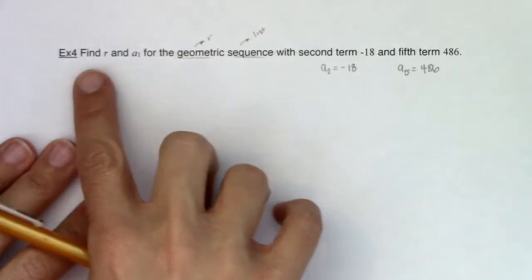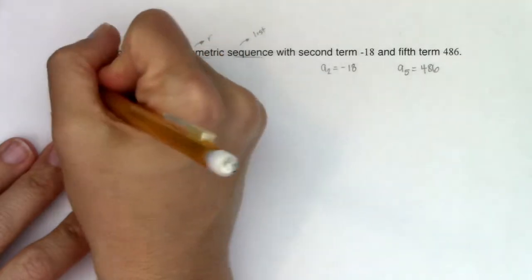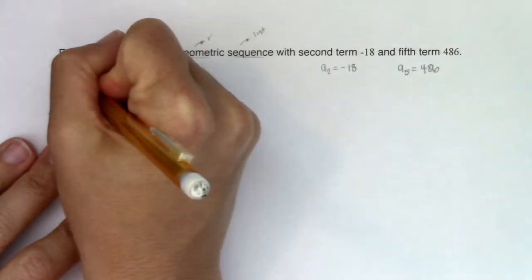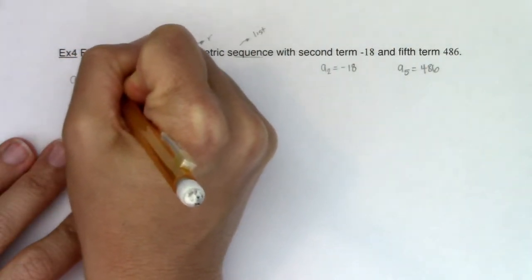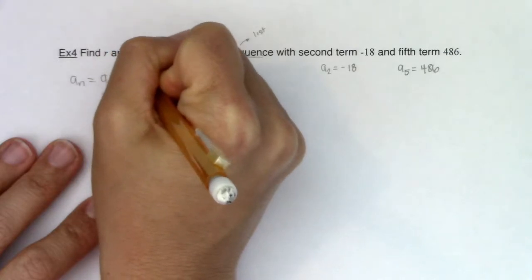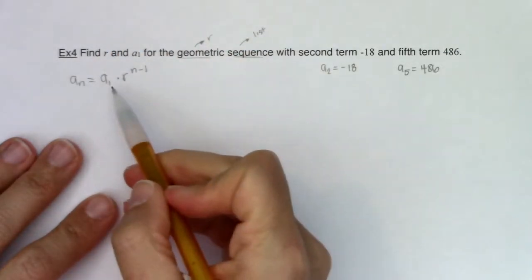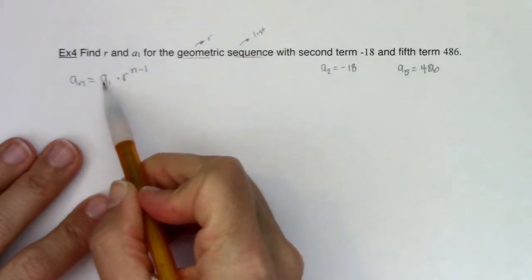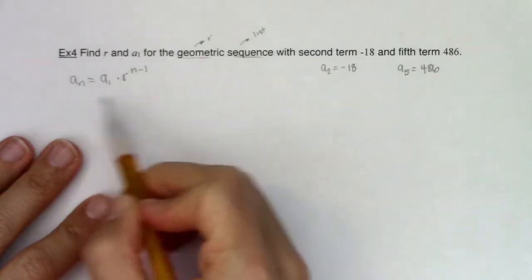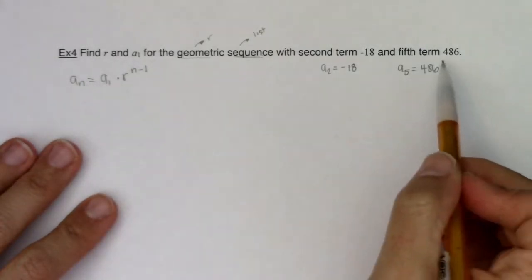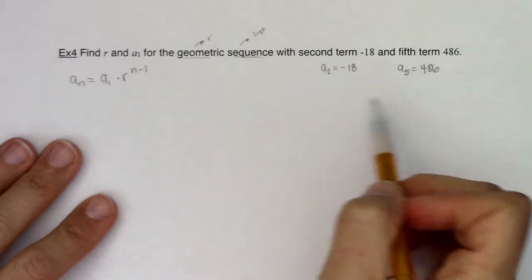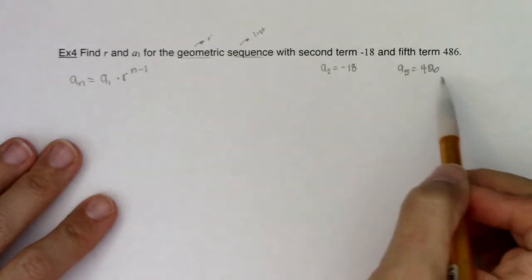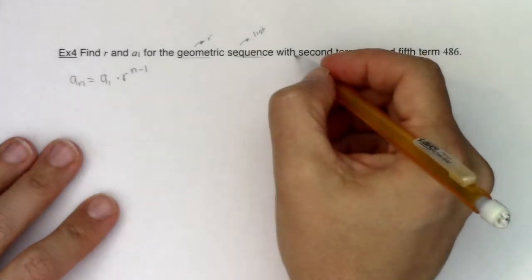All right, now again, I don't know r and I don't know a sub 1, but I do know that since it's a geometric sequence, I get this formula at my disposal. So I'm allowed to use this formula, but bottom line, I need a sub 1 and I need r to really make this formula work for me. So how can I figure those two pieces of information out just based on this? So let's see what we've got here.